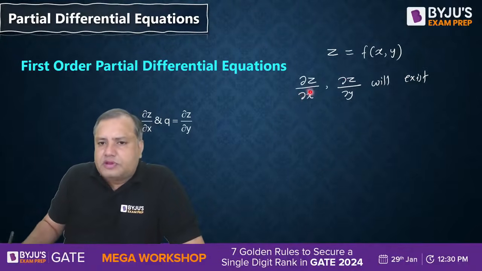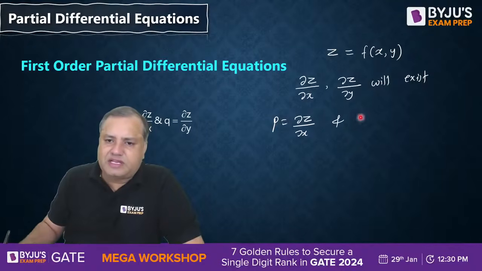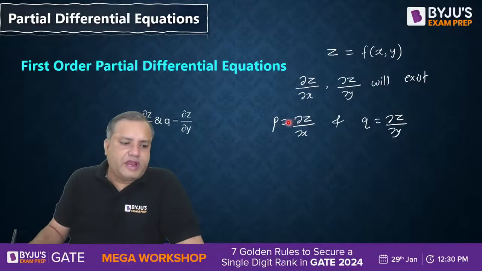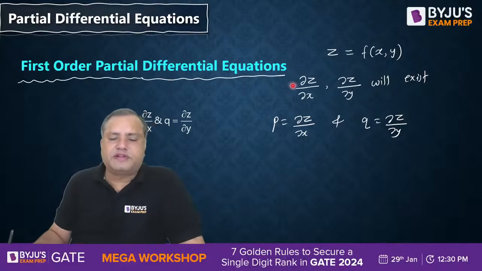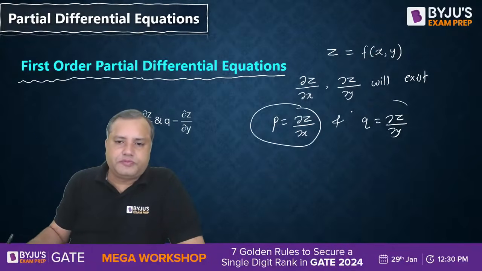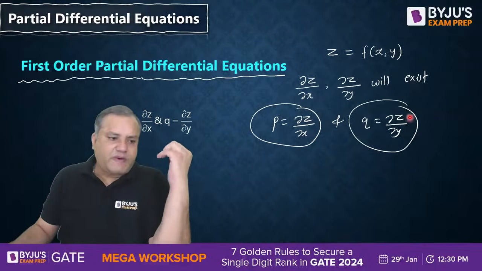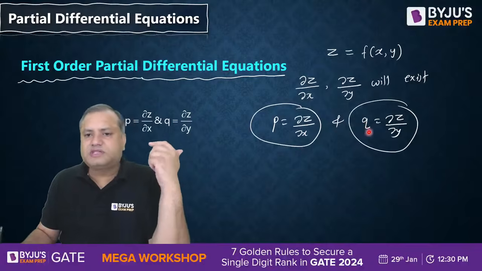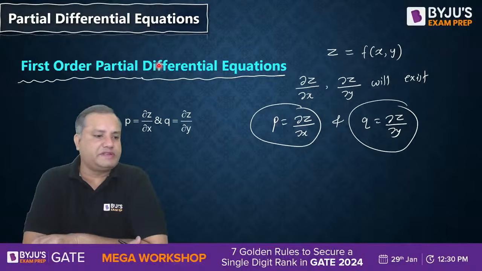Now, del z by del x has a universal notation. Del z by del x is denoted by p, and del z by del y is generally denoted by q. So when we talk about first order partial differential equations, our partial differential equation will contain p and q. What is p? P is del z by del x and q is del z by del y. Both these derivatives are first order, and hence this differential equation is called a first order partial differential equation.